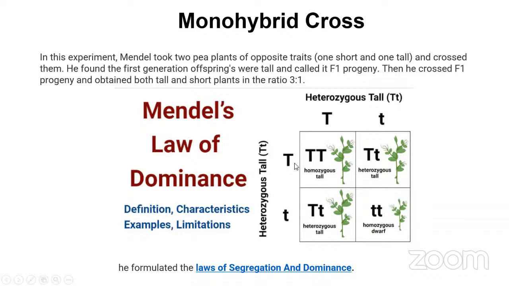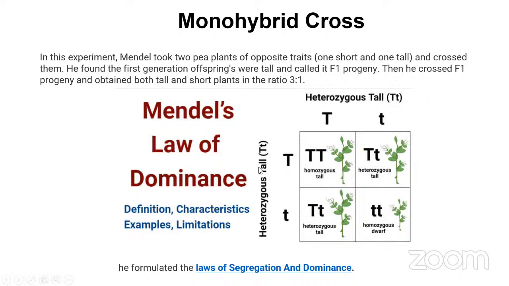3:1. Okay, so supposedly if we got 4 plants, 3 plants were tall and 1 plant was short. But in the F1 generation, all the plants were tall. Okay, 100% plants were tall. In case of the F2 generation, which was developed after crossing of F1 plants, 75% of the plants were tall and 25% of the plants were short.